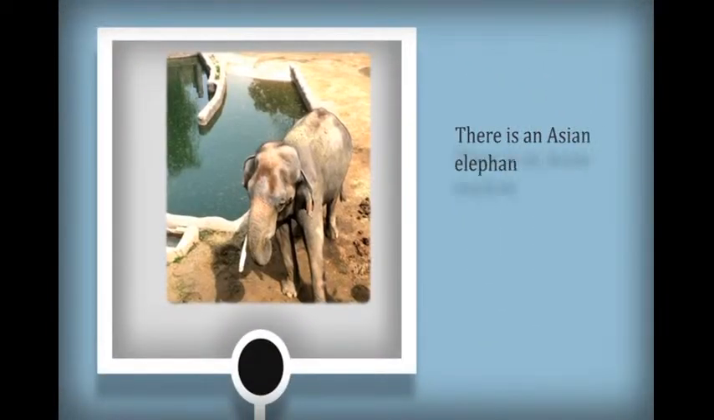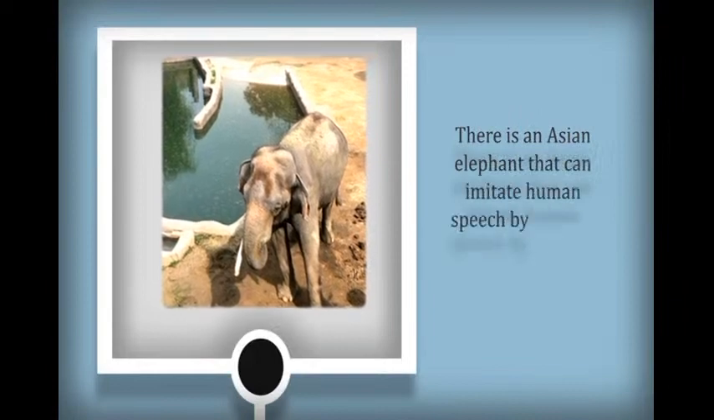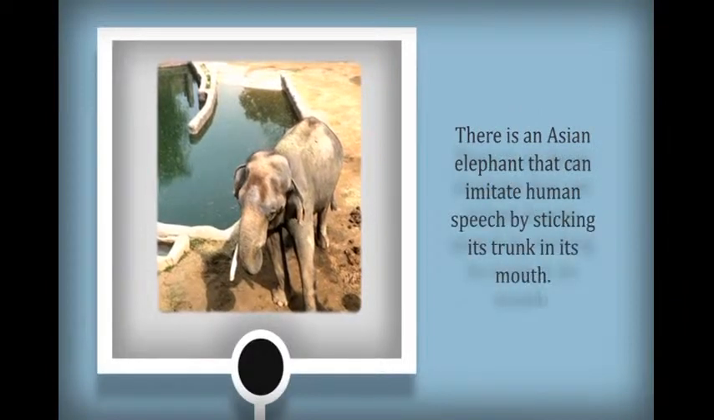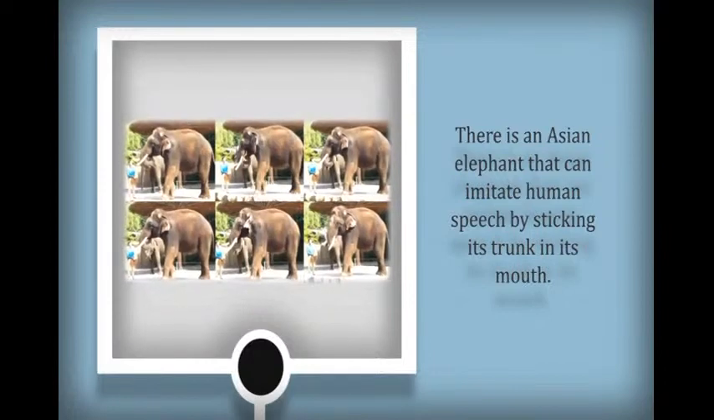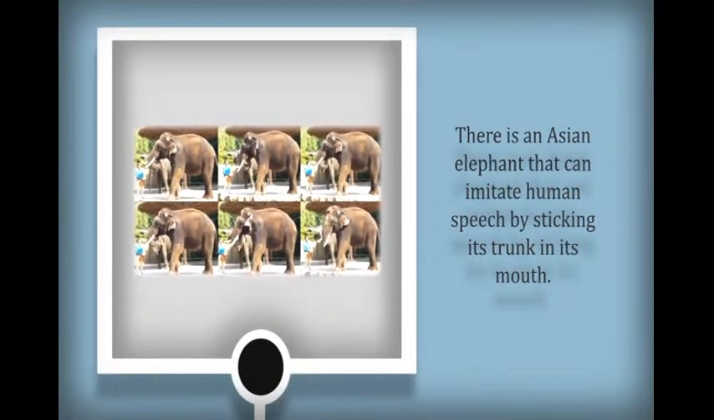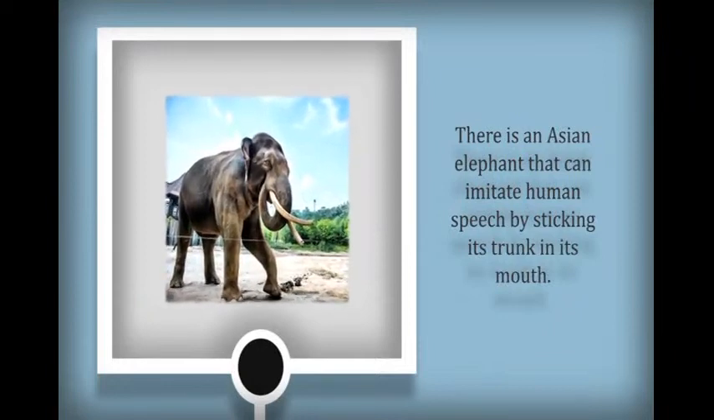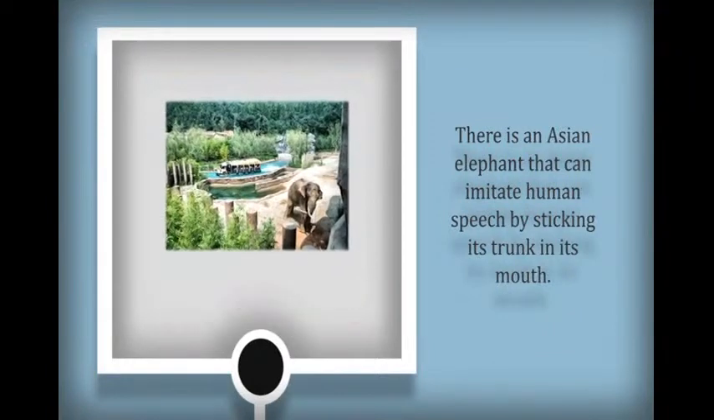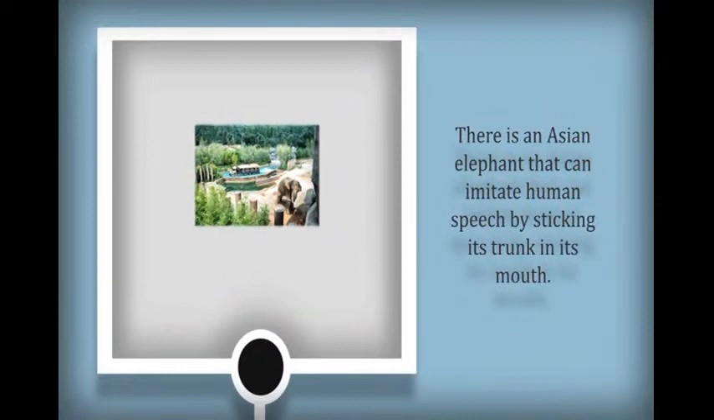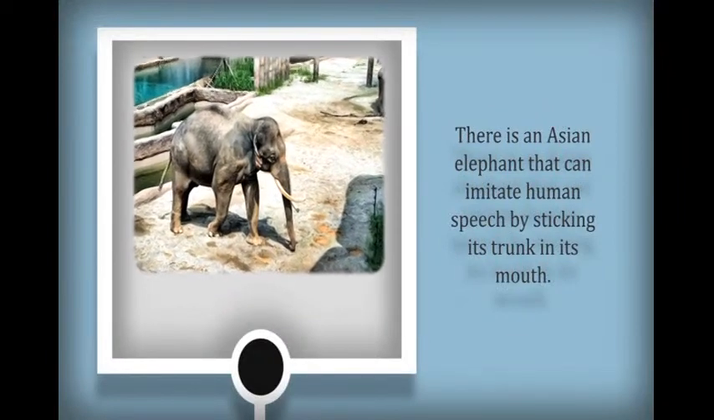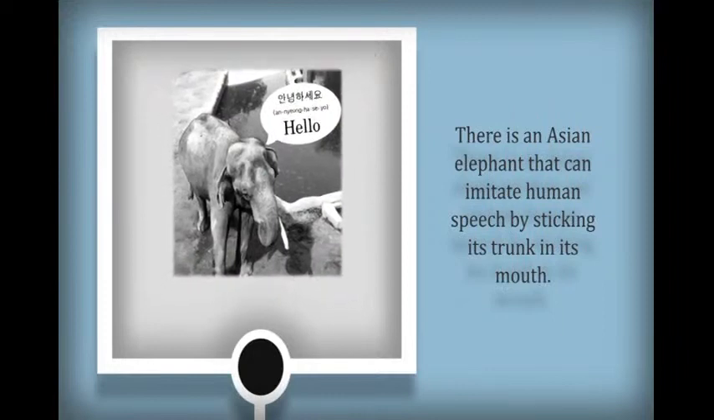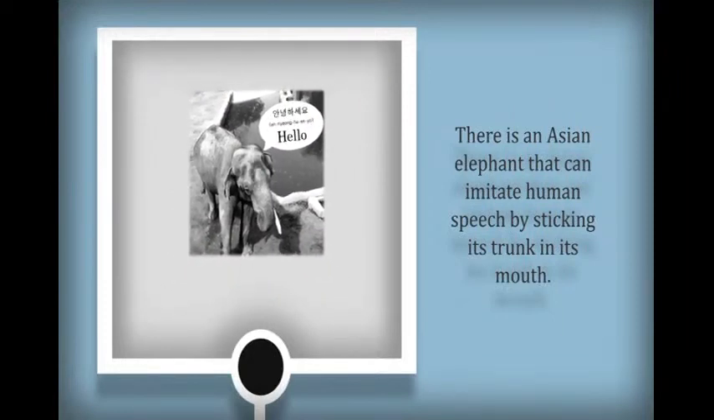Did you know that there is an Asian elephant that can imitate human speech by sticking its trunk into its mouth? An Asian elephant named Koshik has astounded scientists with his Korean language skills. Researchers discovered the mammal has learned to imitate human speech by placing his trunk into his mouth, modulating the shape of his vocal tract. Koshik can say 5 words in Korean: hello, no, sit down, lie down, and good.